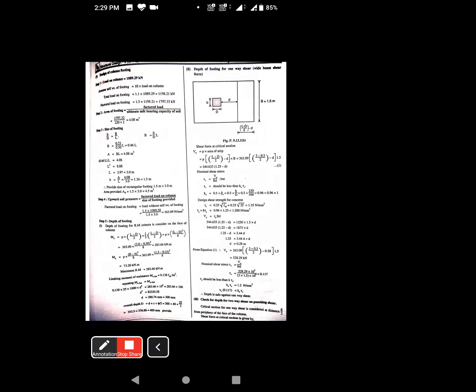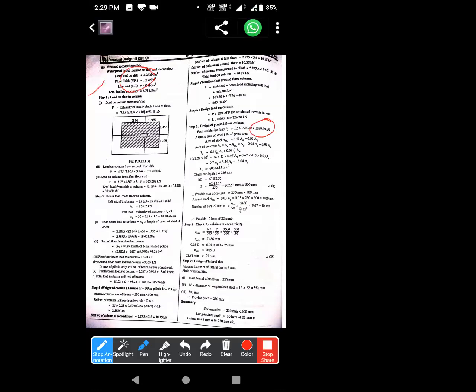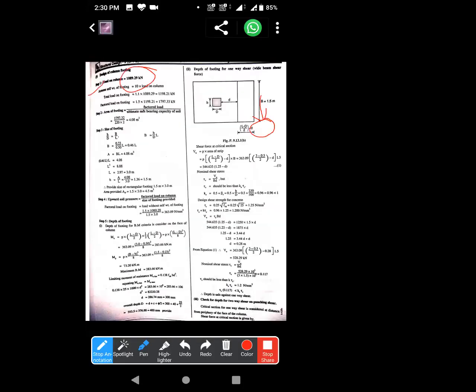Now you have to go for the design of footing for this column. Step number 1 for the design of column footing: the load on column, whatever the load is coming, 1089.29. See where it is. Here you can see whatever the factored load, this is the load which is coming on the column. Therefore you are going to take the load as 1089.29 kilonewton.